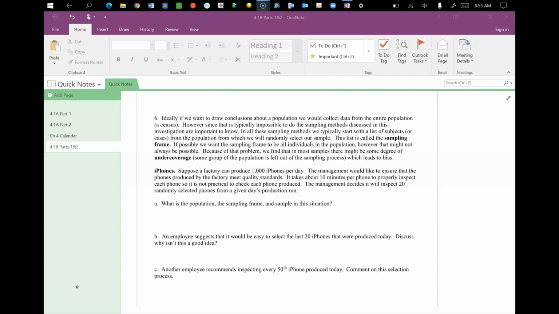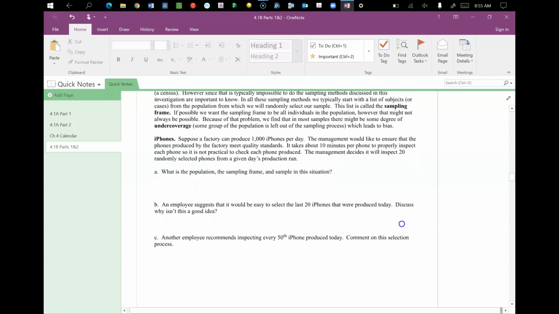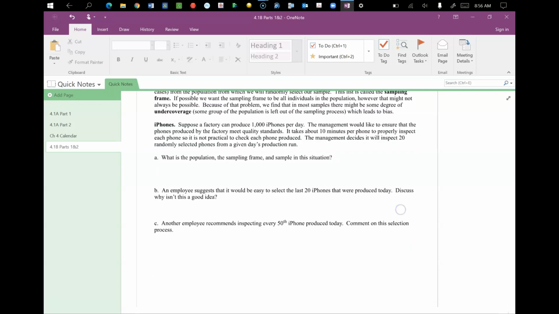So let's take a look at an example here. Suppose a factory can produce 1,000 iPhones per day. The management would like to ensure that iPhones produced by the factory meet quality standards. It takes about 10 minutes per phone to properly inspect each phone, so it is not practical to check each phone produced. The management decides it will inspect 20 randomly selected phones from a given day's production run. What's the population? What's the sampling frame? And what's the sample in this situation?